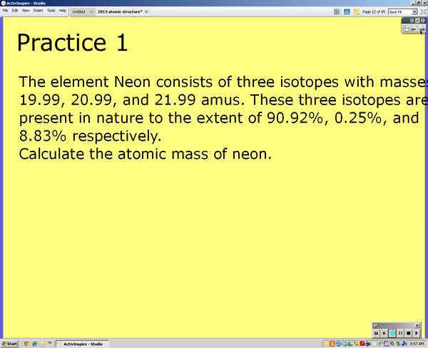Okay, go ahead and pause the video and try solving this one on your own. So here we have 3 isotopes with the percents of 90.92, 0.25, and 8.83.